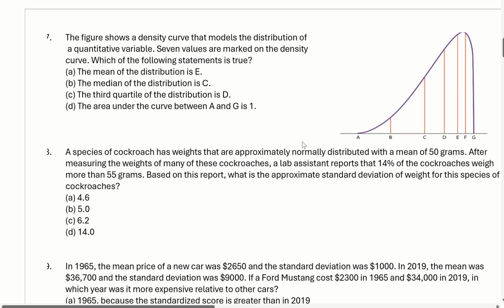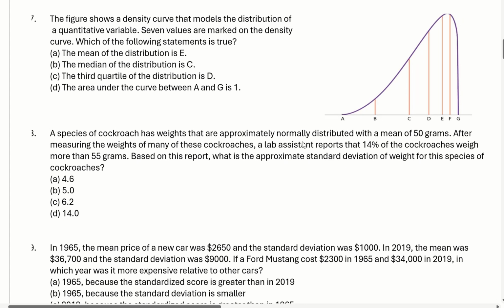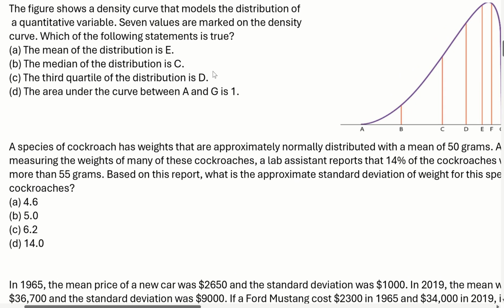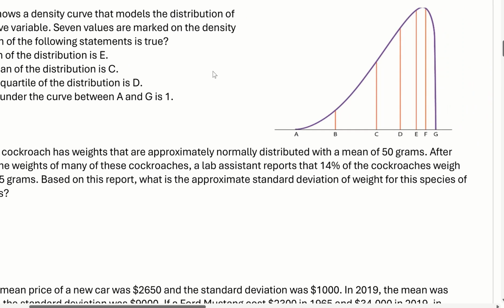All right. Test number 6. Number 7, the figure shows a density curve that models the distribution of a quantitative variable. 7 values are marked on the density curve. Which of the following statements is true? The mean of the distribution is E.